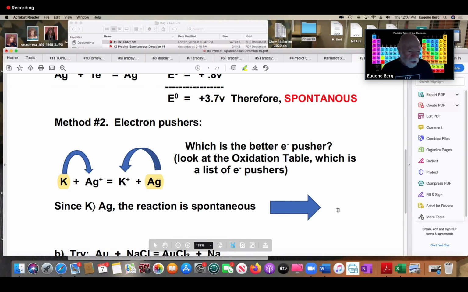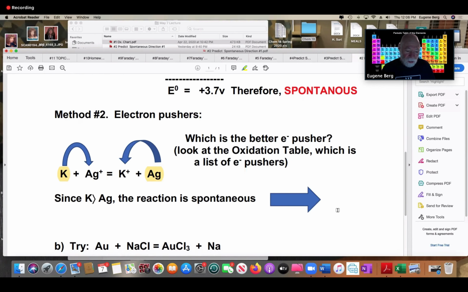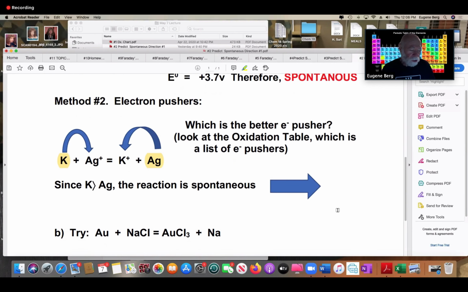So I personally like the electron pusher method. I think it's faster. So again, what you do is you compare the two electron pushers and see which one is the better one, and then which one's going to win the contest for pushing electrons. Now, for example, if silver was the better electron pusher, silver would win, and the electrons would go from right to left. Okay, so let me give you a moment to try this next one on your own.